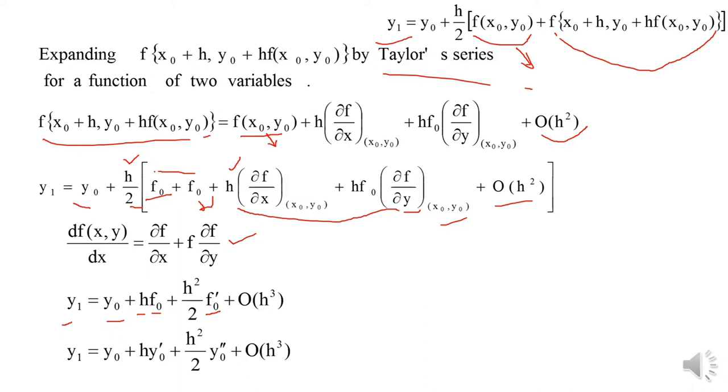And y1 is equal to y0 plus h y0 dash plus h square by 2 y0 double dash, because we know f0 is y0 dash and f0 dash is y0 double dash, plus order of h cube.